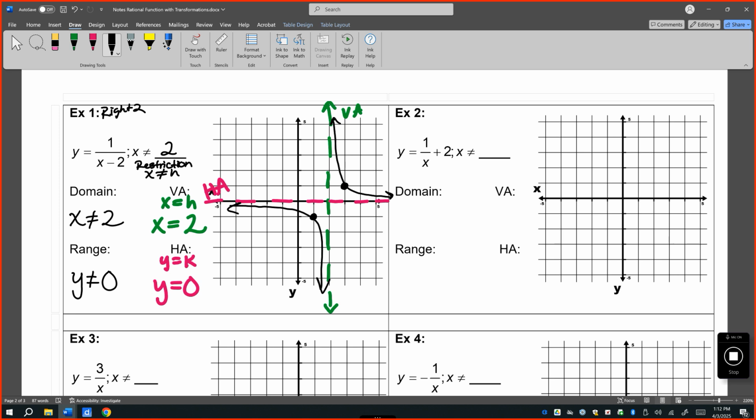All right, let's do another one. Example 2. Okay, so this one is 1 over x and then plus 2. So this one is a k, so this is a shift up 2. Let's do our restriction. What can x not equal? X cannot equal whatever h is, and if we don't have an h, it must be 0. So x can't equal 0. Okay? All right, we do our vertical asymptote first. We have no h, so it's still at x equals 0. So it's going to go here. Okay?